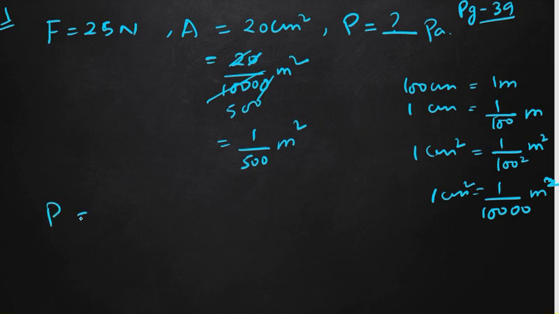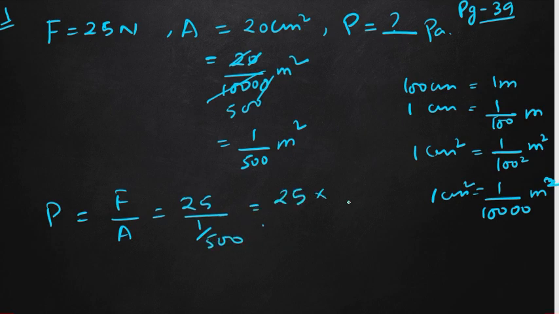Now we can calculate the pressure. So we know pressure equals force by area. Force is given as 25, into area which is 1 by 500. So 25 into 1 by 500, we take the reciprocal, 500 by 1. So 25 fives are 125, so 125 and 0 0, and the unit will be Pascal.